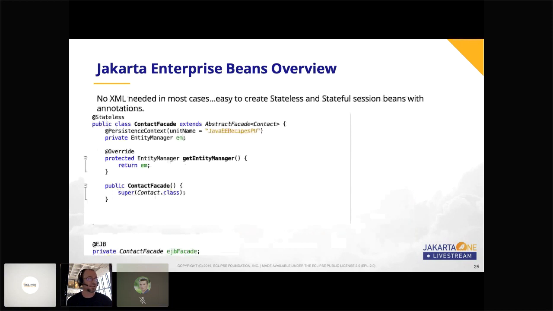So just about everything can be done with annotations now, and this really makes development using Jakarta Enterprise Beans much easier than the XML configurations we used to have to do in the past. One can utilize stateful and stateless annotations to generate stateful and stateless session beans, respectively. And EJBs can be injected into CDI beans using the EJB annotation. Service release 3.2.4 is included with Jakarta EE8.